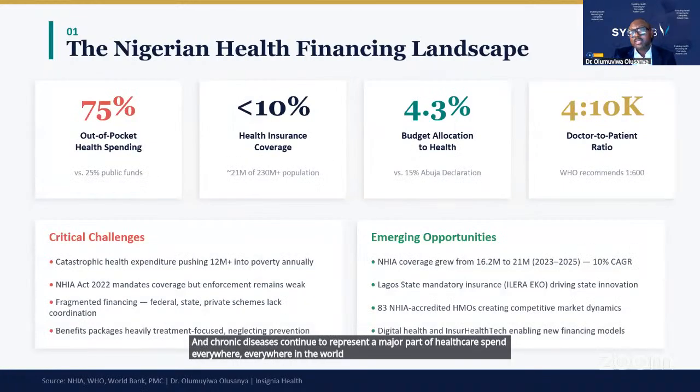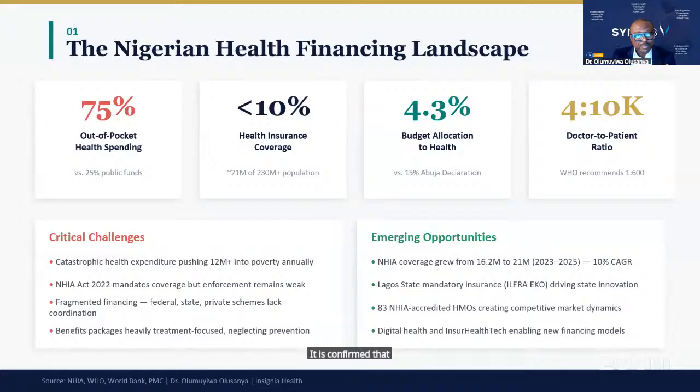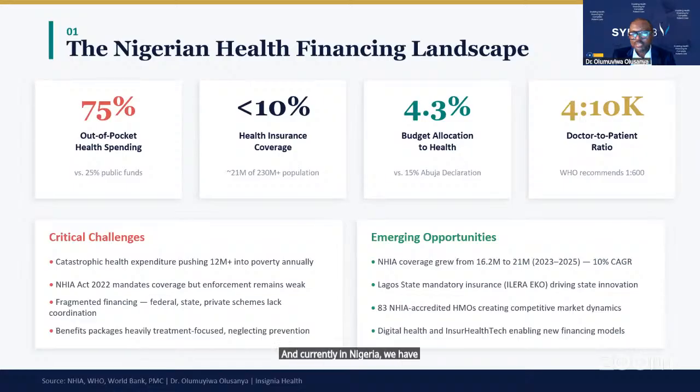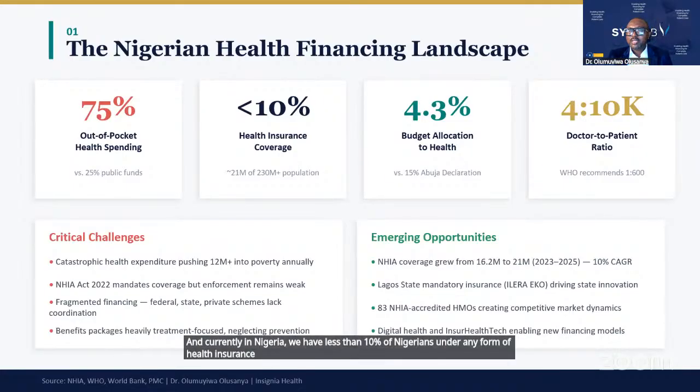That's very important. Now, bringing it home to Nigeria, it is confirmed that above 70% of spending in healthcare is done out of pocket, where less than 25% is financed by public funds. And currently in Nigeria, we have less than 10% of Nigerians under any form of health insurance, whether social or private health insurance at the moment. So that's what we have for the country.